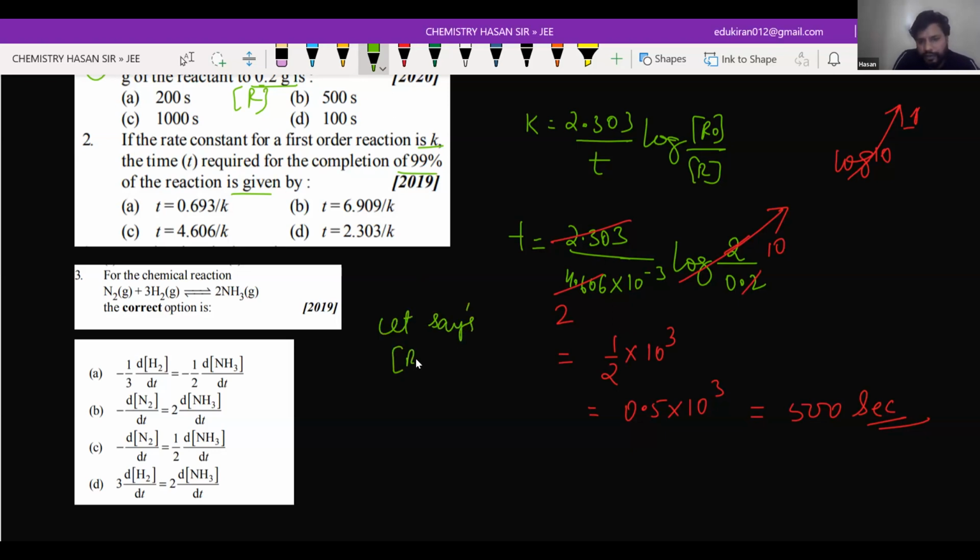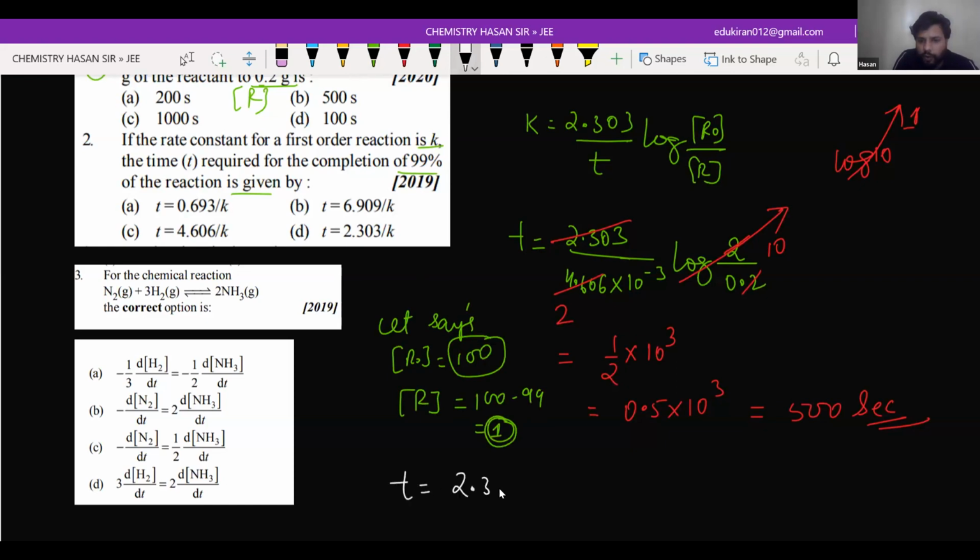So let's say the initial concentration R naught is equal to 100. Okay. So the final concentration will be what? 99% complete means 100 minus 99, that will be equal to 1. Yes or no? This is the initial and this is the final, right? Please do respond. Now you are going to apply the formula.